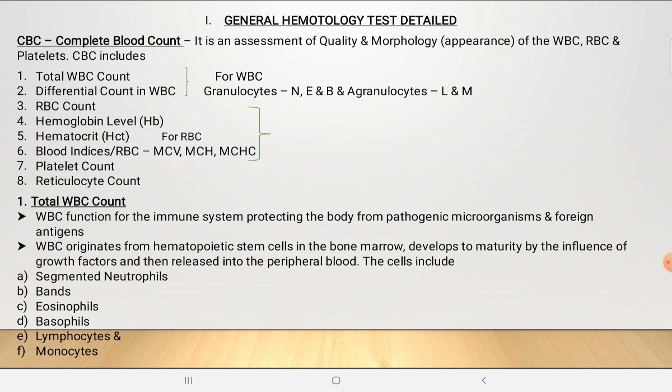First is the total WBC count and second is the differential count in WBC. Now, the tests that are done for the assessment of your RBC in CBC are your total RBC count, your hemoglobin level, your hematocrit, and your blood indices. Blood indices comprise your mean corpuscular volume, that is MCV, mean corpuscular hemoglobin, MCH, and mean corpuscular hemoglobin concentration.